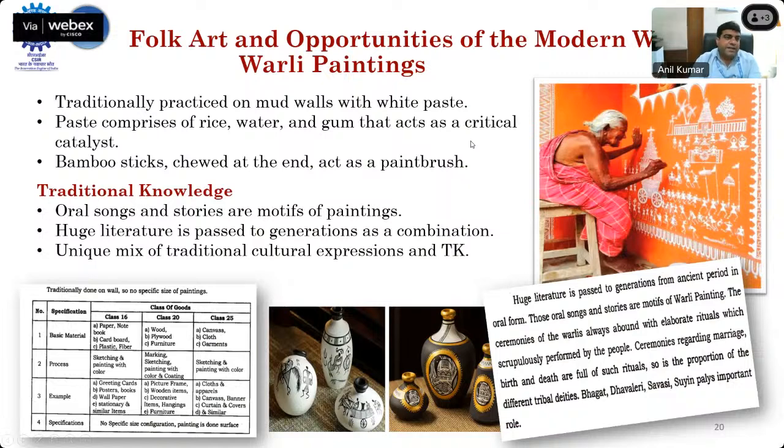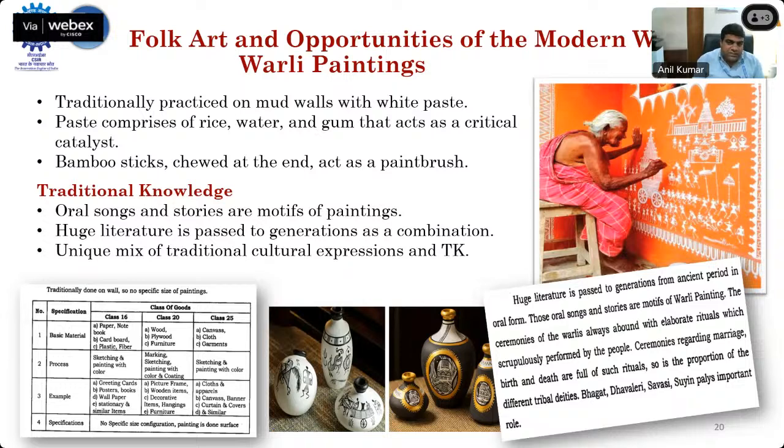Another example that we can take is of Warli paintings. These paintings are practiced traditionally in the Konkan region near Mumbai. Basically these are paintings practiced on mud walls, and the paste and the brushes used for making these paintings are also traditionally made. The brushes are made of bamboo sticks; they just chew them out and make a paintbrush. The paste comprises rice water and gum, and is made traditionally. The art of making these paintings is also passed from one generation to another.